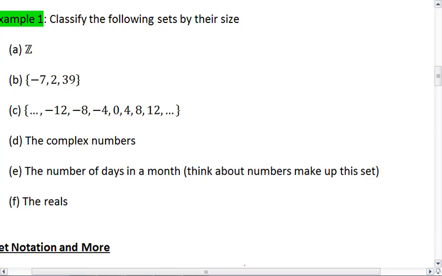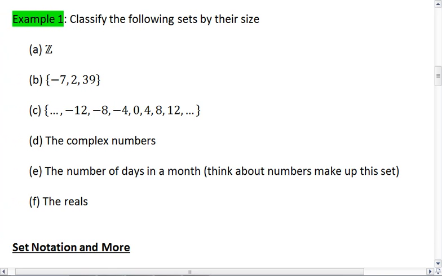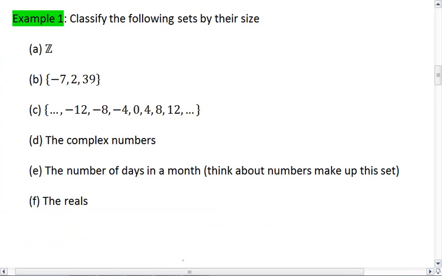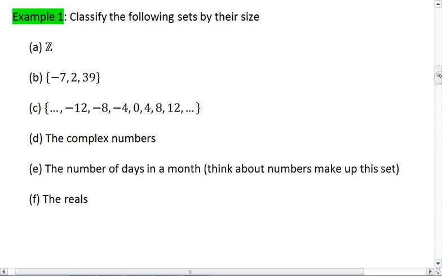Alright, this brings us to our first example. We want to classify the following sets by their size, so classify them as finite, countably infinite, or uncountably infinite. Go ahead, pause the video, try to do this on your own first, and resume when you're ready to check your solution.